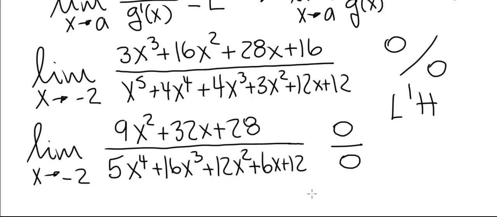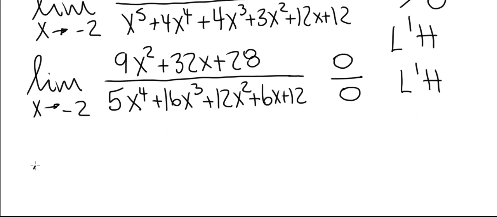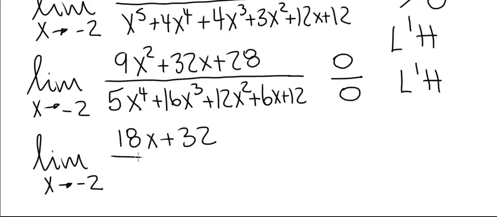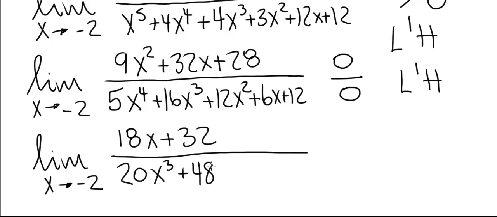So it seems like L'Hopital's rule has failed, but if we think about it, we can now apply L'Hopital's rule to this quotient and look at the limit of the derivatives of the numerator over the denominator. So this is now, by the second application of L'Hopital's rule, equivalent to the limit as x approaches minus 2 of the derivative of the numerator, 18x plus 32, over the derivative of the denominator, 20x cubed plus 48x squared plus 24x plus 6. So now let's go ahead and plug in minus 2 for x.